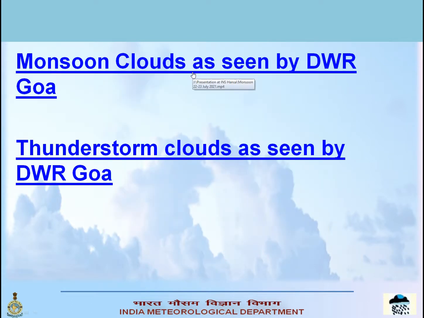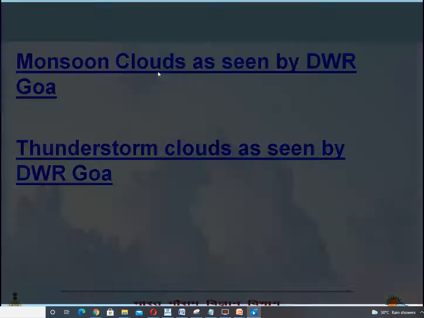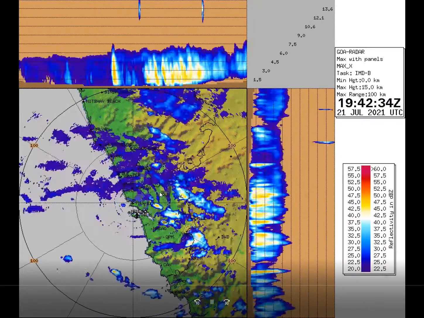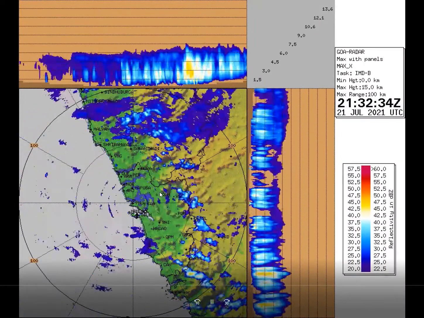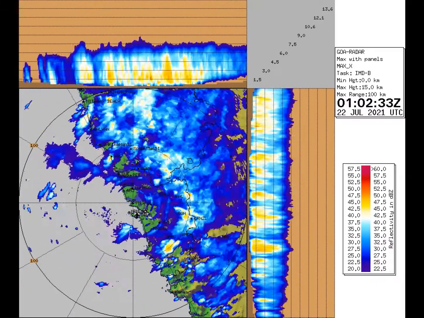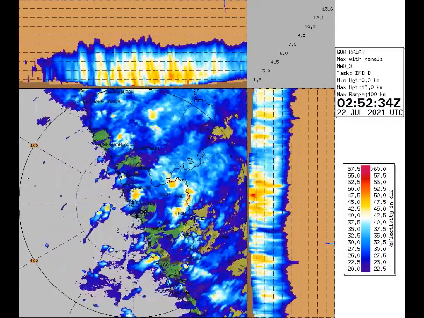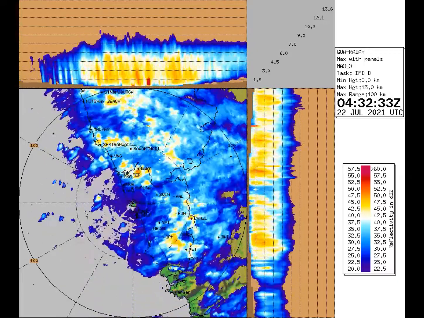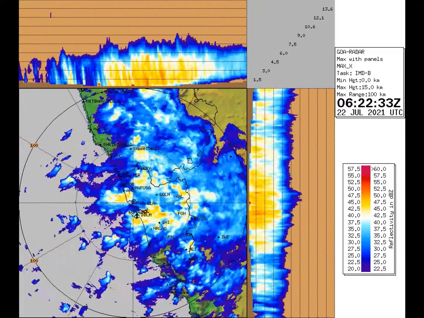Now we have seen the analog radar, how it functions, how it captures a weather event. Now let's see how modern era radar, Doppler weather radar, sees significant monsoon clouds, and let's see the animation of that. So this is from the 21st to 23rd of July, early morning. That was the day when there was a flood-like situation over Goa, and we observed that by around 10 p.m.